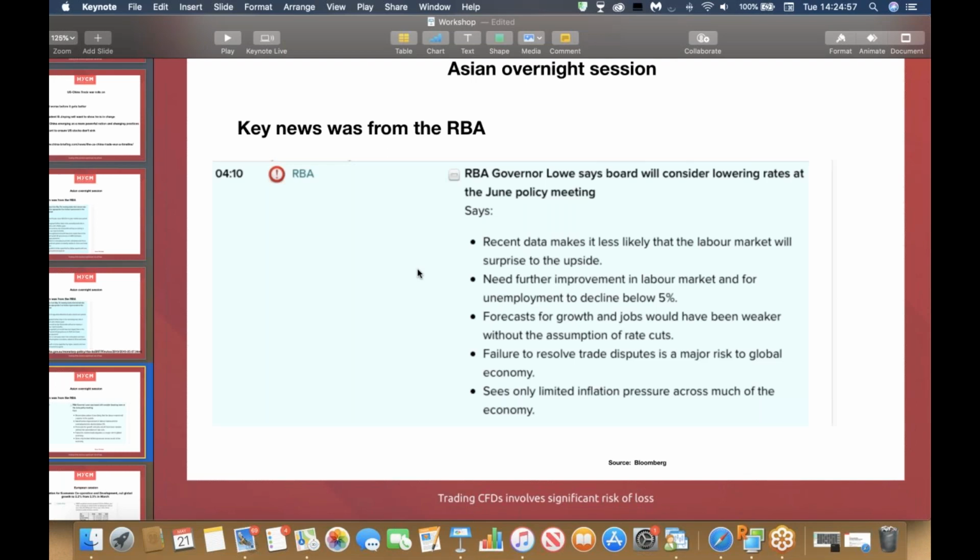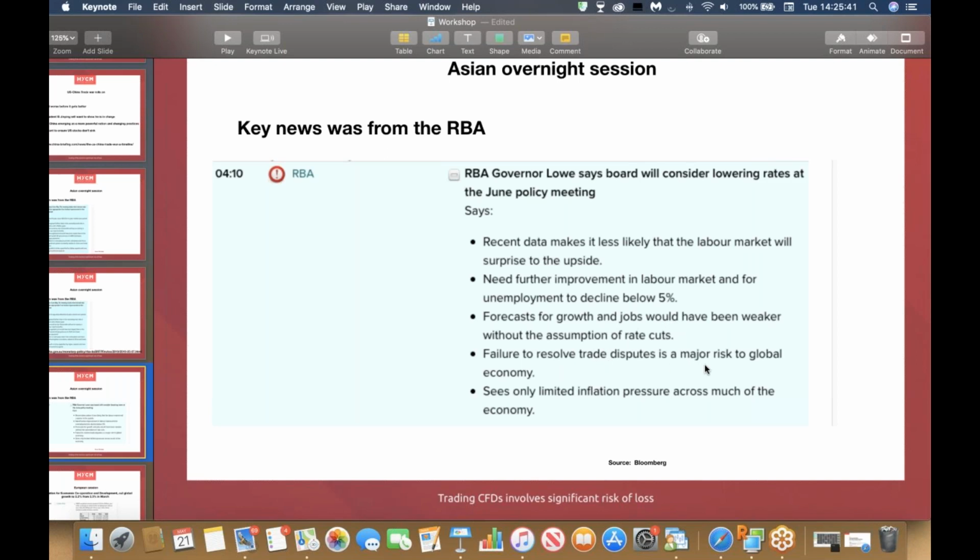Okay, then after the minutes, we also had the governor of the Reserve Bank of Australia, Philip Lowe, and he said that the board would consider lowering rates at the June policy meeting. Okay, so that means a rate cut is now being priced in for June. Recent data makes it less likely that the labour market will surprise to the upside. That's consistent with what we've been saying and seeing from Australia. So it needs further improvement in the labour market and for unemployment to decline below 5%. We know that it's clipped above 5%. Forecasts for growth and jobs would have been weaker without the assumption of rate cuts.